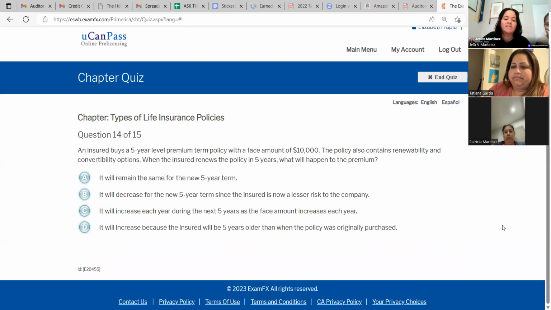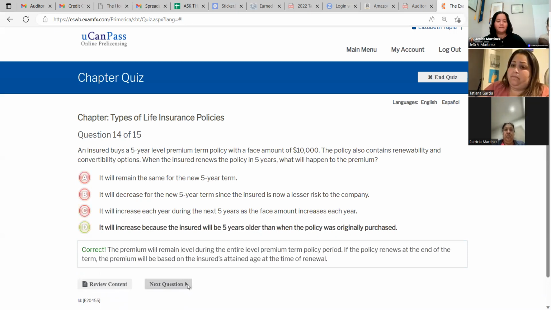Question 14, an insured buys a 5-year level premium term policy with a face amount of $10,000. The policy also contains renewability and convertible options. When the insured renews the policy in 5 years, what will happen to the premium? A, it will remain the same for the new 5-year term. B, it will decrease for the new 5-year term since the insured is now a lesser risk to the company. C, it will increase each year during the next 5 years as the face amount increases each year. D, it will increase because the insured will be 5 years older than when the policy was originally purchased. D. Yes. Okay, let's see.